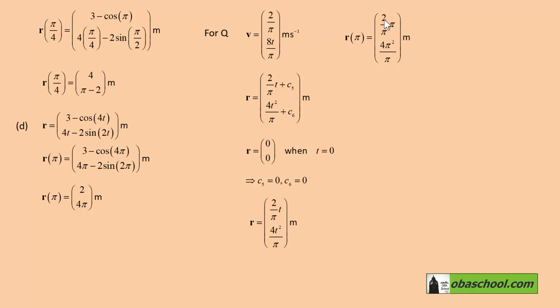So r of pi is going to be (2/pi times pi, 4 pi squared over pi), which is (2, 4 pi). So we can see that they are at the same coordinates at the same time, and therefore they will collide.